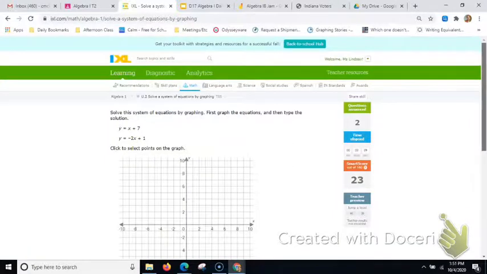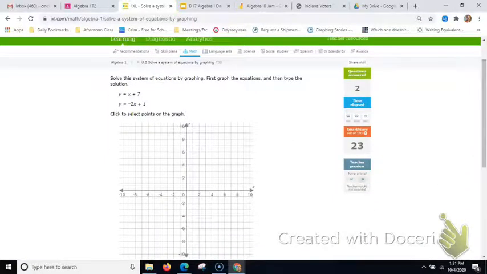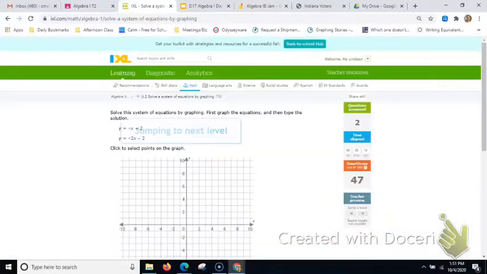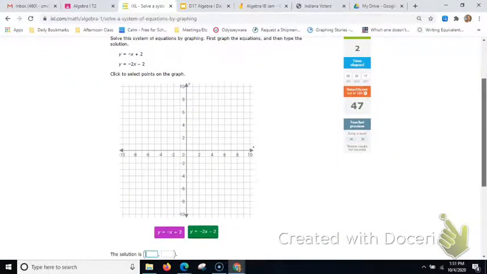So the first ones, they're both going to be in slope-intercept form. Graph, tell me where they cross. Looks like here we just have some negative slope, same thing though.